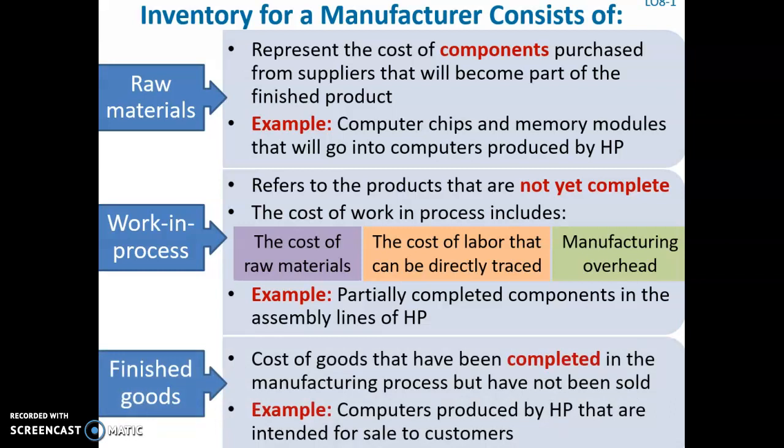Finished goods are goods that have completed the manufacturing process, but have not yet been sold. They have reached their final stage and now await sale to a customer. Their cost includes the cost of all raw materials and work in process used in production.